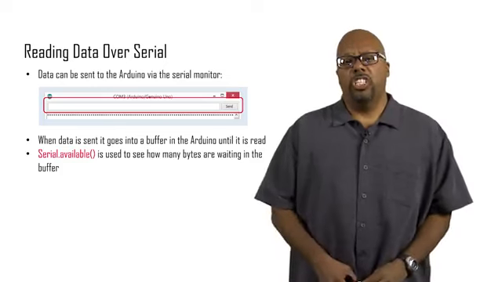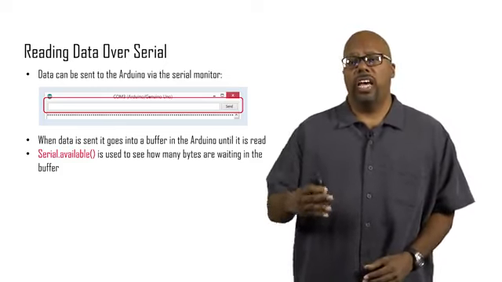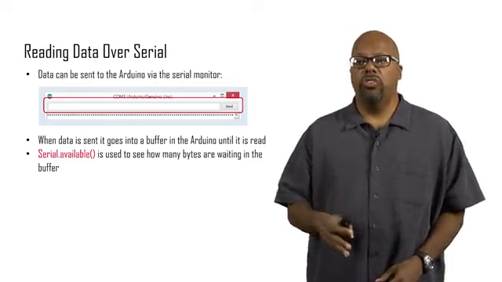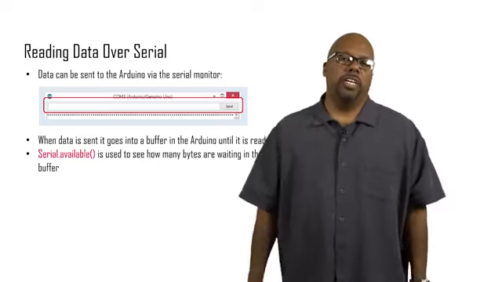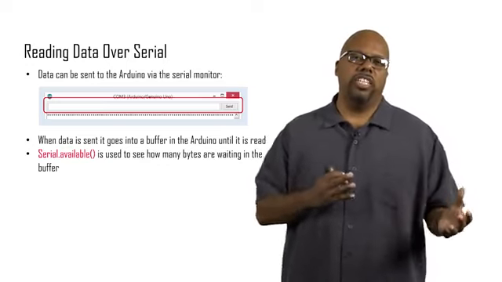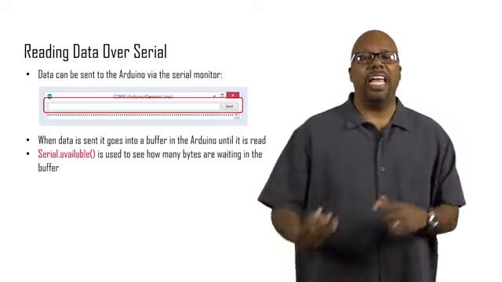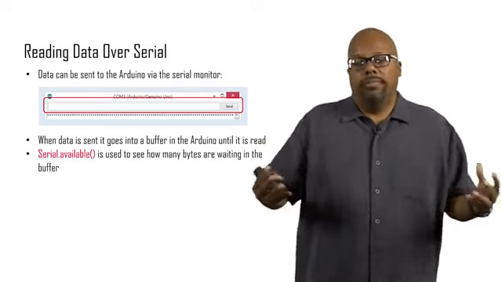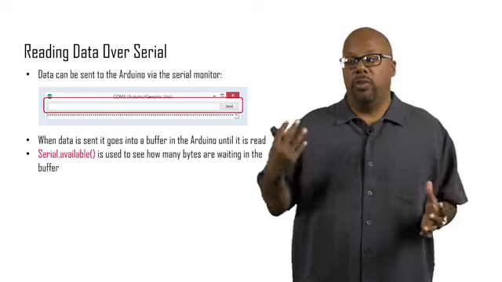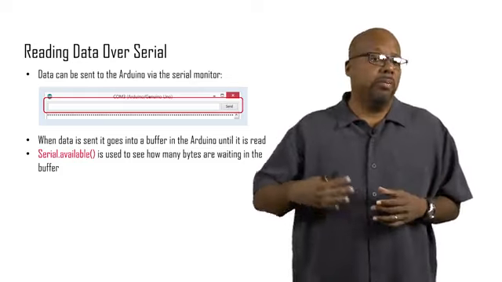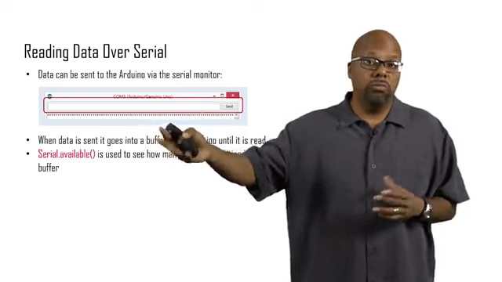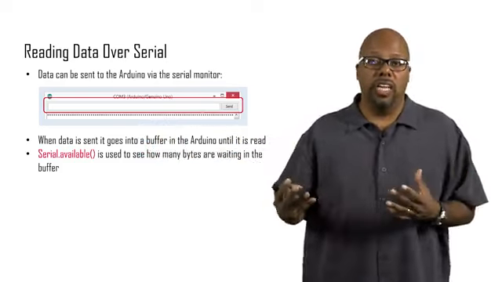Now, there's a function in the serial library called Serial.available that is used to see how many bytes are waiting in the buffer. You need this because this is a synchronization issue between the microcontroller and the human. Or not necessarily human, right? Because from the point of view of the Arduino, it could be receiving data from a human through the serial monitor, but it might be receiving data from another microcontroller. Who knows where it's receiving data from.